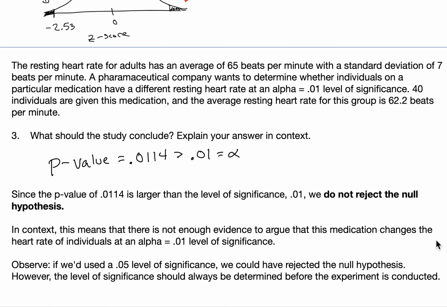Something to note, if we had been using a 0.05 level of significance, we could have rejected the null hypothesis. We would have had a p-value less than 0.05, but that's not the level of significance we were using. And the practice is that the level of significance should always be determined before the experiment is conducted. Again, 0.05 is very common, but there might be reasons to use a different one.